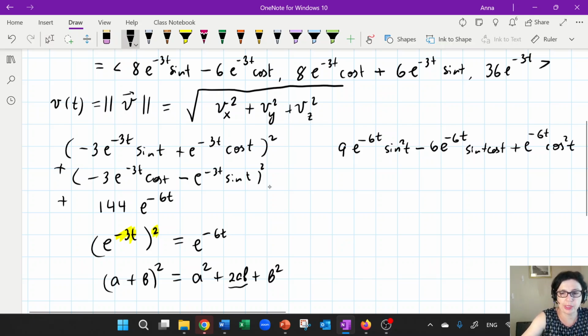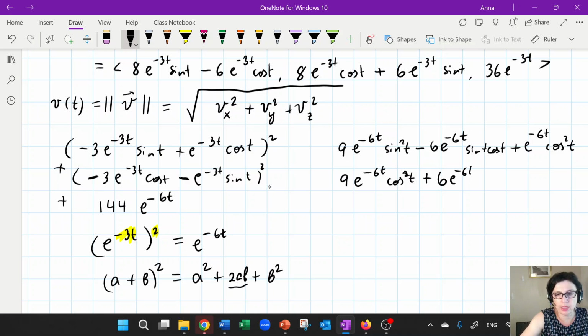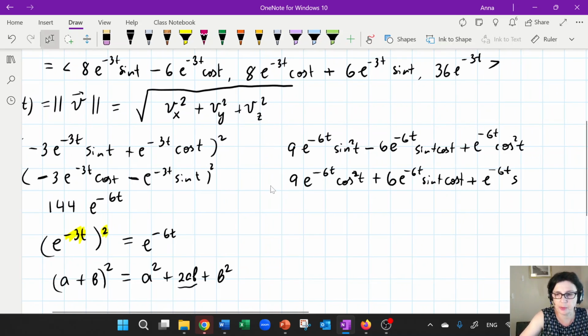All right, then we'll do the same thing here. So this is 9 e to the negative 6t. Don't worry about the negatives. They always cancel out when you square. Then we have that middle term. That's a plus 2ab, but both of these are negative, so they will cancel out. That will become plus 6 e to the negative 6t sine cosine. And then finally, the final term will be plus e to the negative 6t sine squared. Why plus? Because when you square a negative, that goes away.